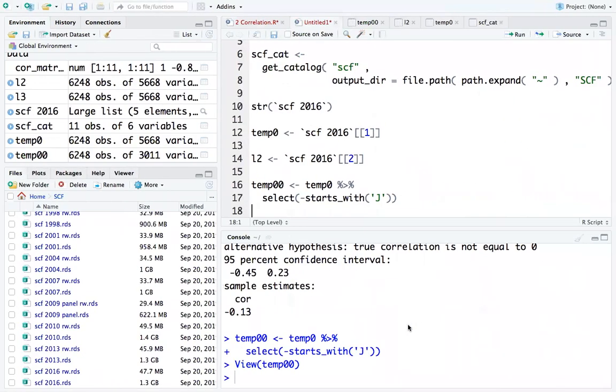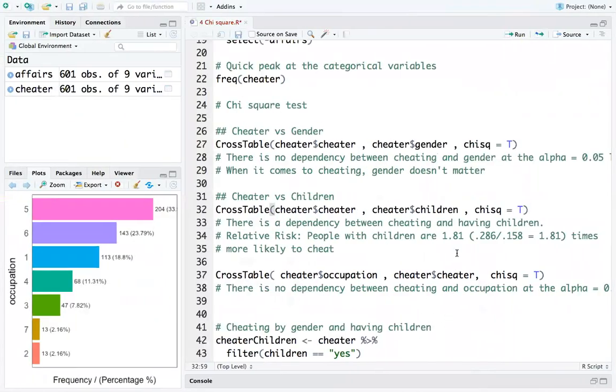Let's go here to ours. Here I have this. Look at how you would calculate. People with children are 1.8 times more likely to cheat, or the relative risk is. So look at the risk of cheating if you have children, the risk of cheating if you don't have children. Okay? 1.8.